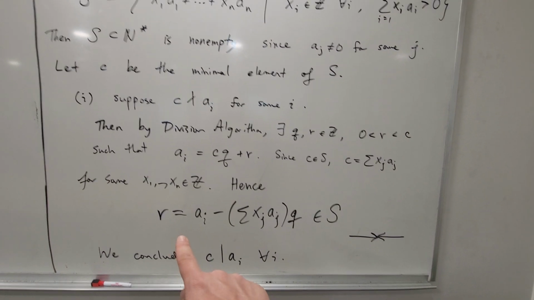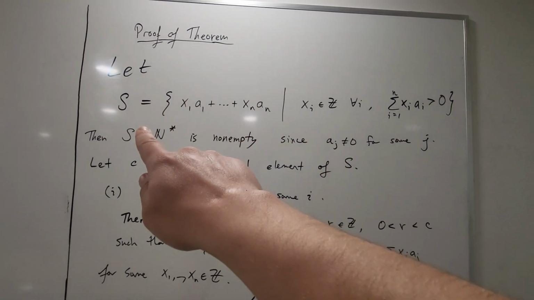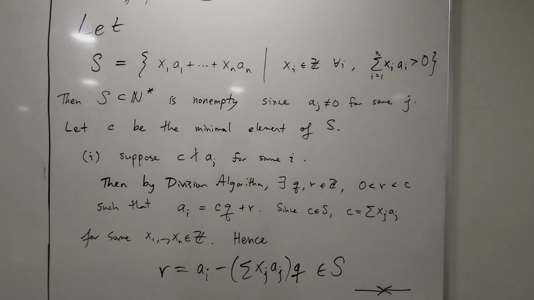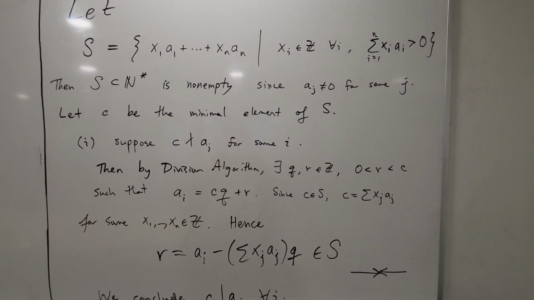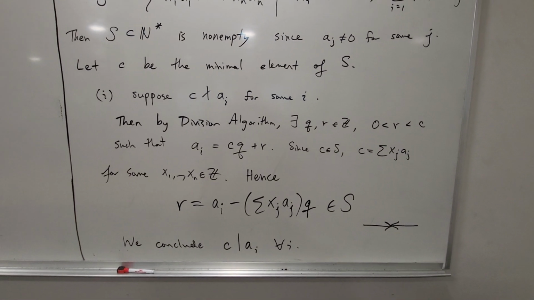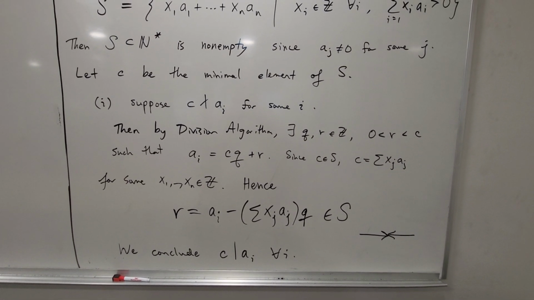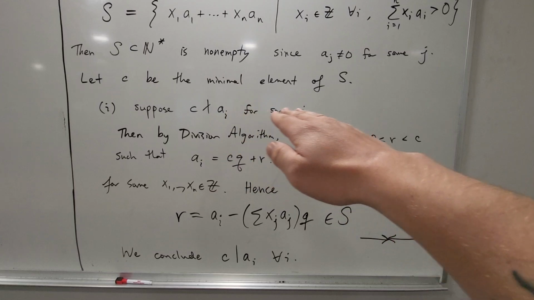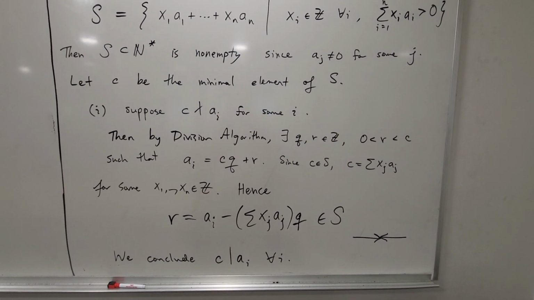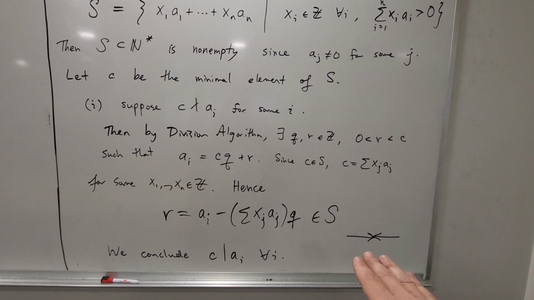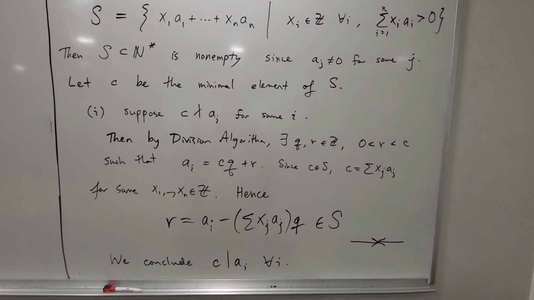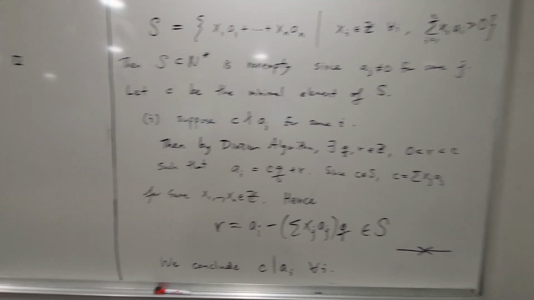But that means that r satisfies the condition to belong in S, because r is a positive linear combination of the a_i's. And r is less than c, which is a contradiction because c is supposed to be the minimal element of S. So we've contradicted the minimality of this element c. So there's our contradiction symbol. And therefore, we must have that c is a common divisor of the a_i's.